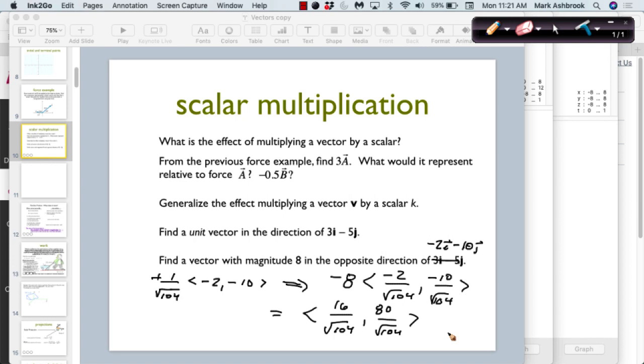So this is basically, given any vector, you could find a vector with any magnitude in the same direction or in the opposite direction. That's what we're talking about. Given any vector, can you find a vector in the same direction or the opposite direction with any magnitude? That's exactly what this problem is about. Any questions on that? All right, let's jump into R3.